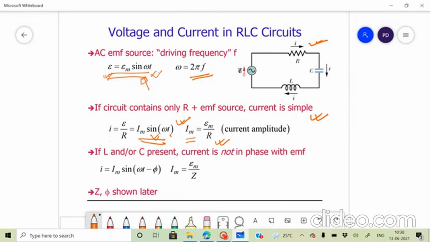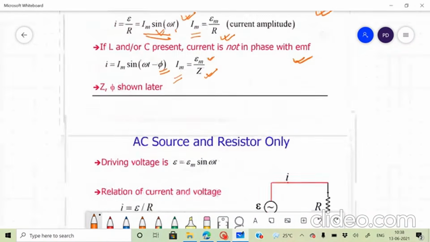But things will change when you introduce an L or C. There is going to be some kind of phase difference, which is expressed in terms of a phase angle phi. We'll explain what the phase angle phi is, and I max is equal to Em by Z. Z is the impedance, the total impedance for the series LCR circuit. We'll talk about those things in a minute's time.